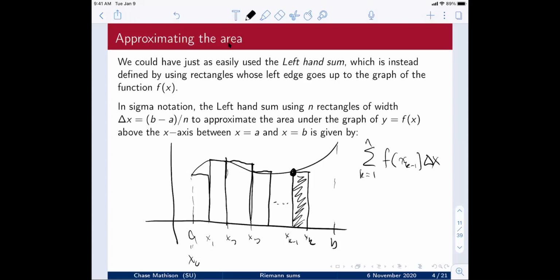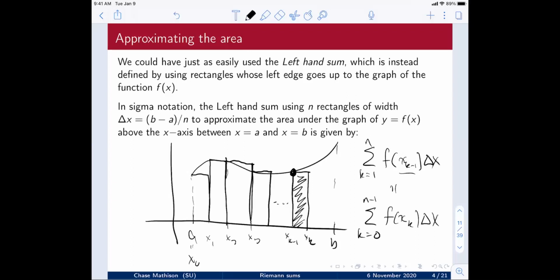All the xk's and delta x are still defined the same way. Another way you can write this, instead of using xk minus 1, is to say I'm starting the sum at x0. Why wouldn't I just start k at 0? Then you could just say this is the sum k equals 0, and we're not stopping at b. The last function value is evaluated at x n minus 1, right? So you could also write it like this, and this is usually the way I will write it.